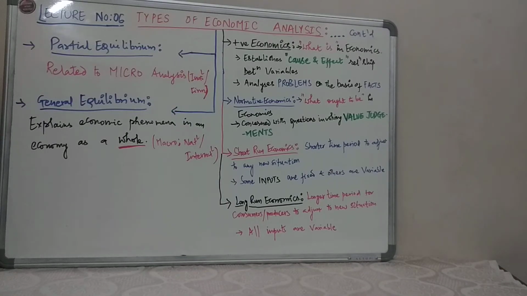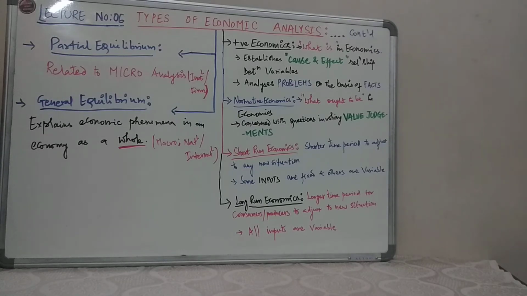So, it takes a longer period. It does not happen for a very short period. Generally, short-run period is 1 year. Longer run is generally more than 1 year. But in the case of goods and services, that might be even shorter.